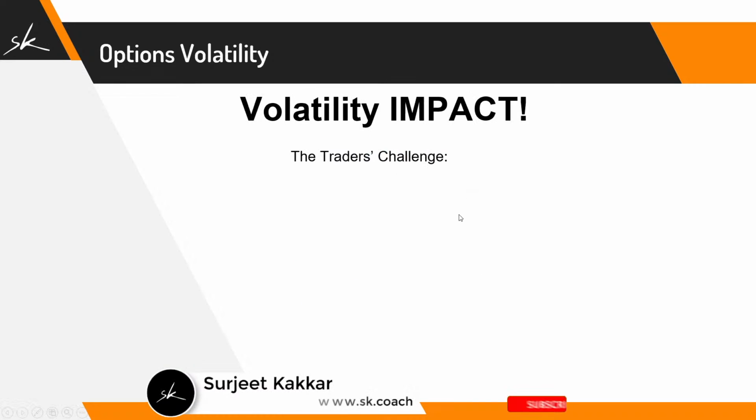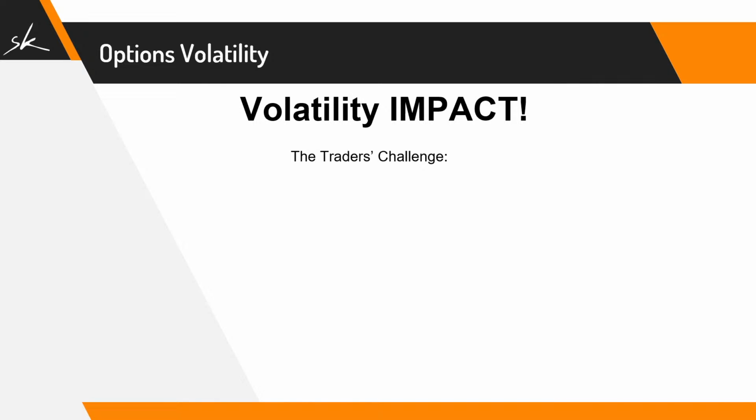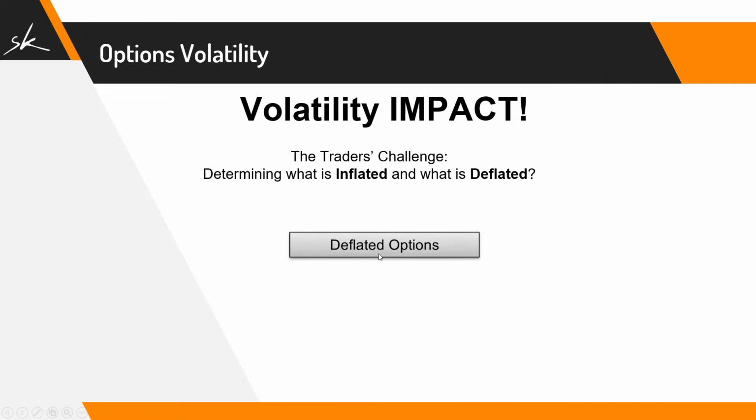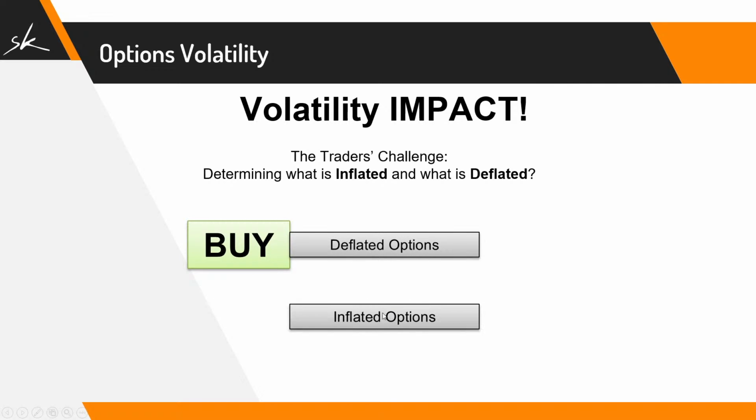So now how can we do that? There are a few different ways. Like I said, this is the options trader challenge: how to understand when to buy and when to sell, or in a way, how to understand when the implied volatility is high or when it is low. Determining what is inflated and what is deflated is the biggest challenge. Because if the options are deflated, we would love to buy options, and if the options are inflated, we would love to sell options. That is why it becomes very important to understand whether currently the options are inflated or deflated.